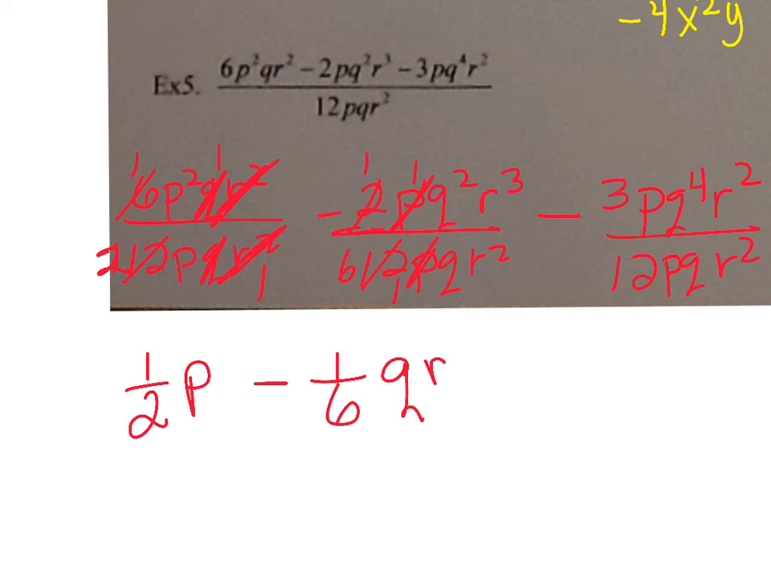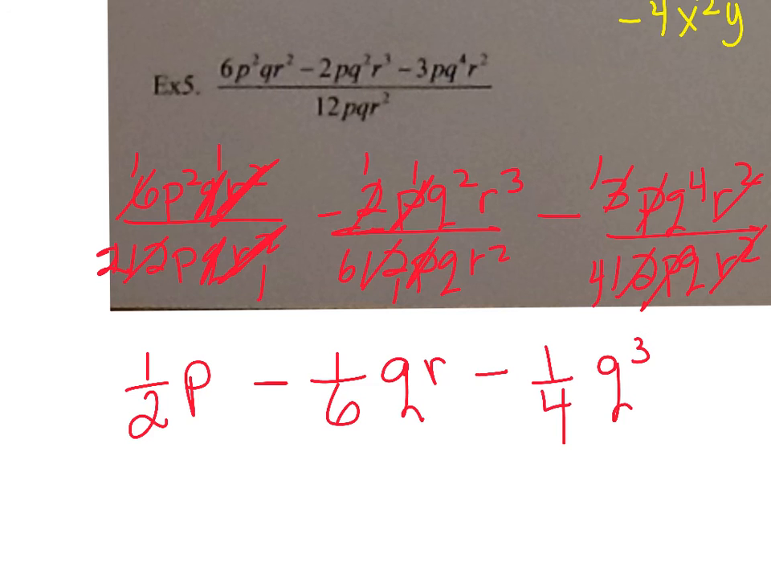And the last one, we have negative 3 divided by 12. So that reduces to 1/4, right? 1 and 4. So it's negative 1/4. P and P reduce. Q to the fourth divided by Q is Q to the third. Then R squared and R squared reduce out to 1. So that would be my answer.